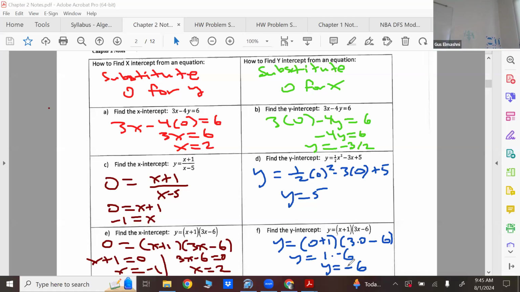Here we go. C looks a little funny. So C is a fraction, right? And you're asked to find the x-intercept. You're plugging 0 for y, not 0 for x, right? You're trying to solve for x. Now, here's the thing with fractions. And again, I said this, I think, maybe a couple days ago.